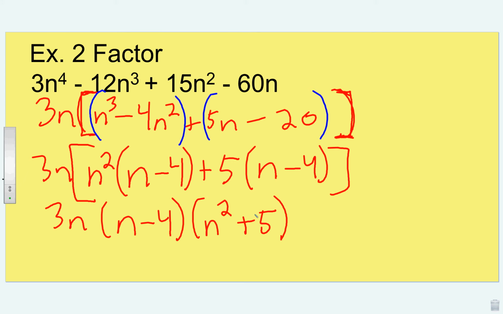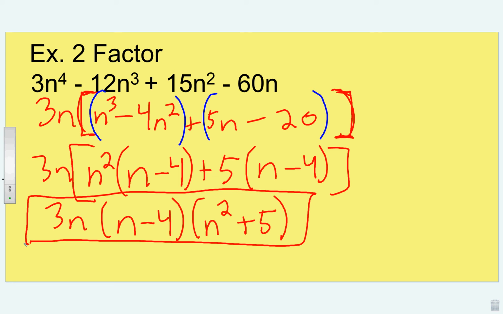Can I do anything with n squared plus 5? It's not a perfect square trinomial, and it's not a difference of 2 squares. So that is factored out. Questions about that?